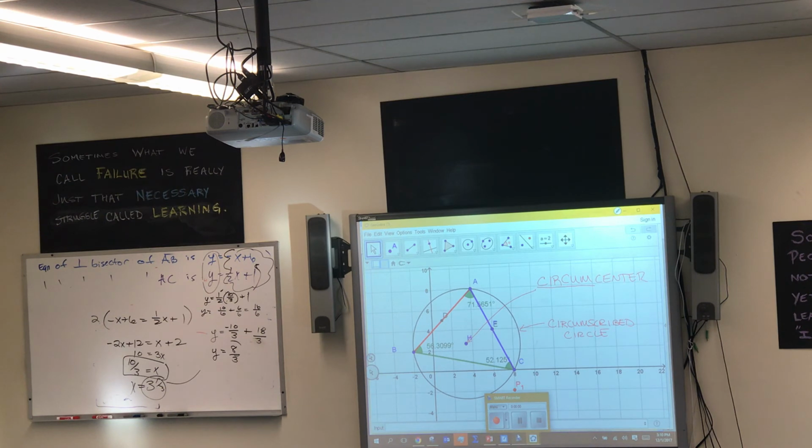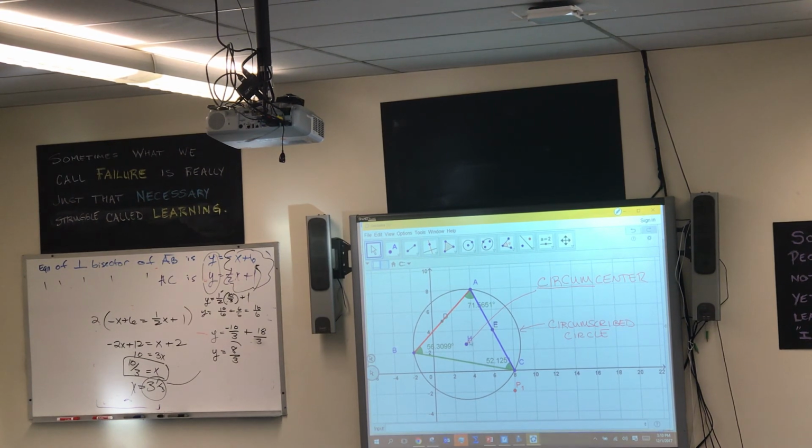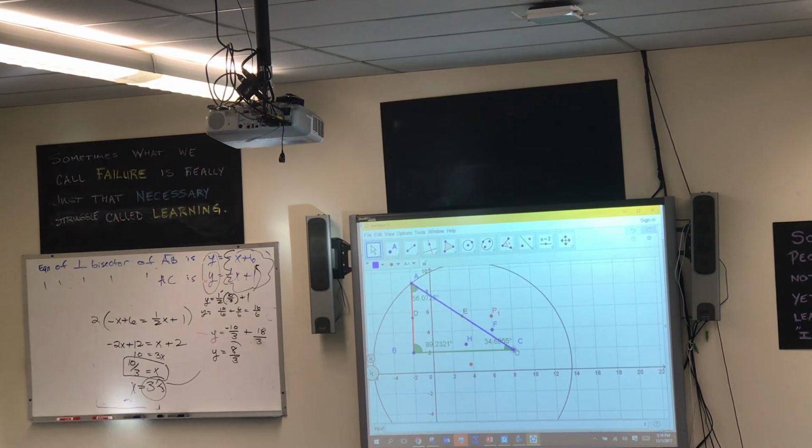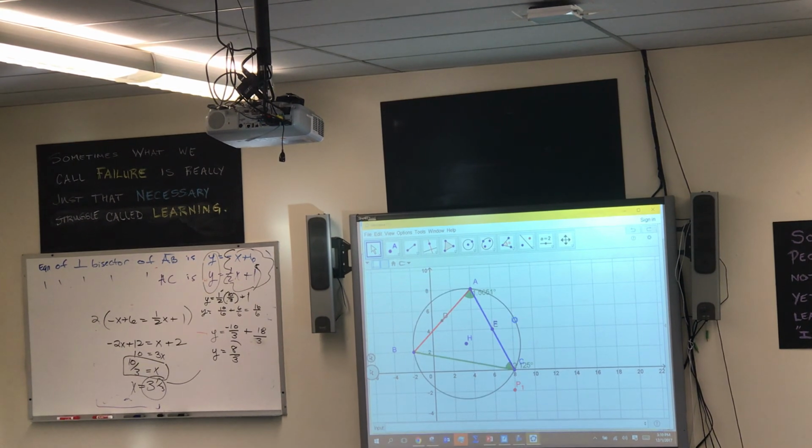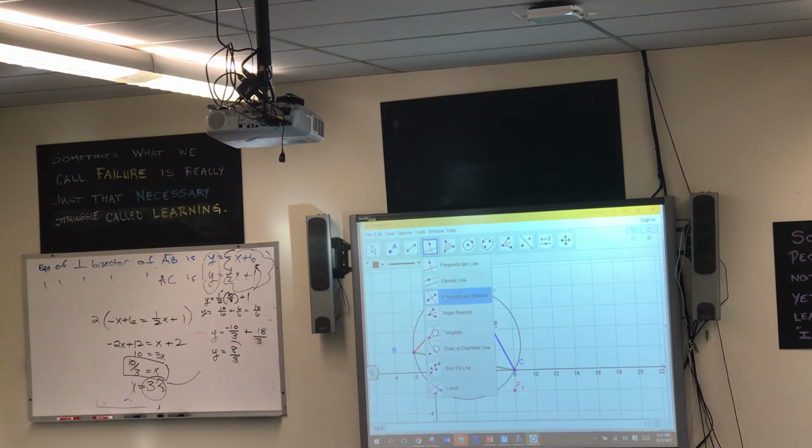Scalene's 100%. You guys are 100% right. There's nothing wrong with that. In an acute triangle, the circumcenter is on the inside of the circle. Okay, let me move some stuff around here. That point H, I don't have it because of how I wrote the, hold on a second, we'll get it. Perpendicular bisector to that, perpendicular bisector to that.